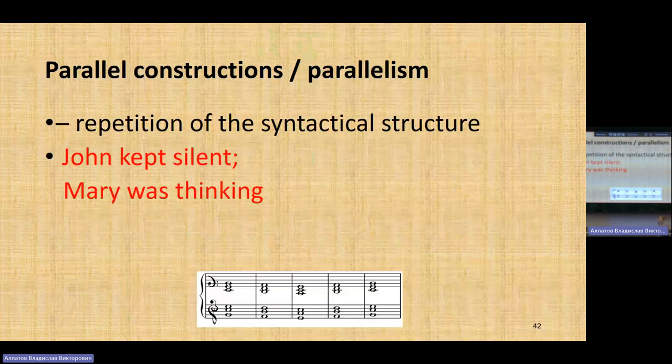Now, parallel constructions or parallelism is the repetition of the syntactical structure. Sometimes it comes with the repetition of the word itself, and then we have an anaphora, epiphora, but it can just be parallelism, where we have the parallelism in the syntactical construction. For example, John kept silent, Mary was thinking. Subject expressed by a proper name, auxiliary verb, and the notional verb. The structure is the same in every sentence, even though none of the words repeats.